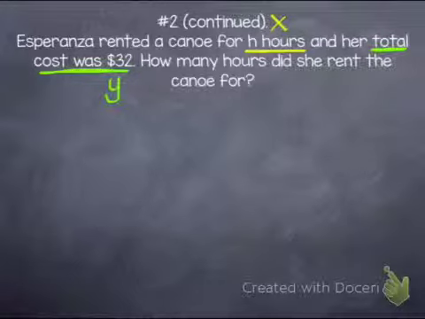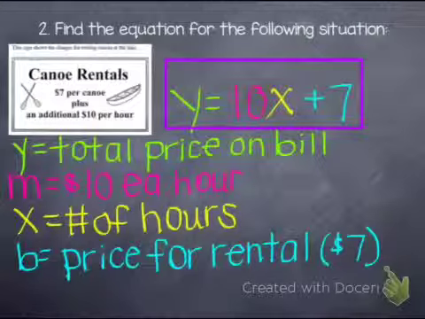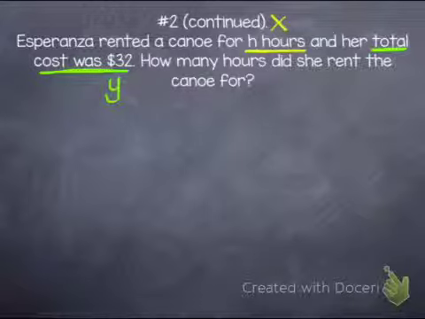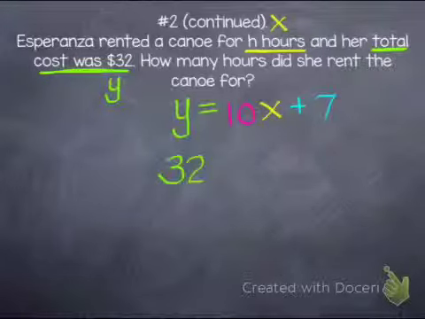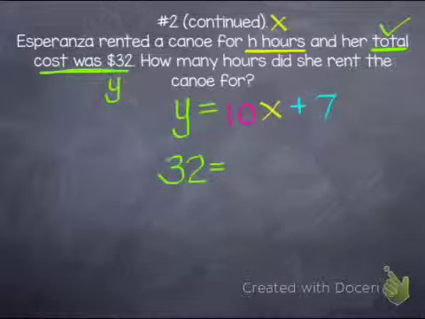So if we go back to our equation, y equals 10x plus 7, we just have to change a few things to actually have this ready to solve. So we're going to change our y, which is going to be our total, to 32 because they told us that our total was $32.